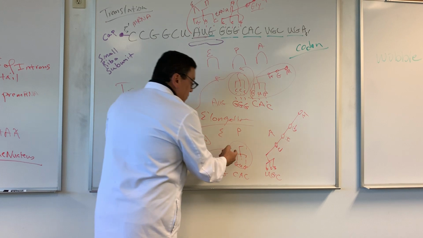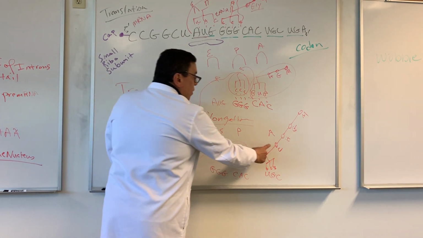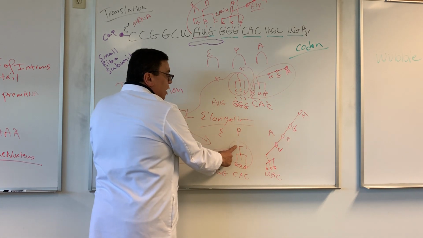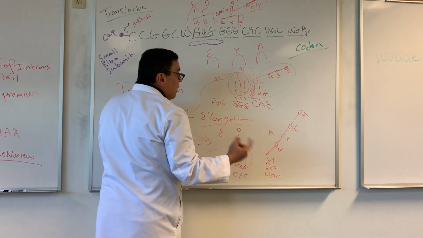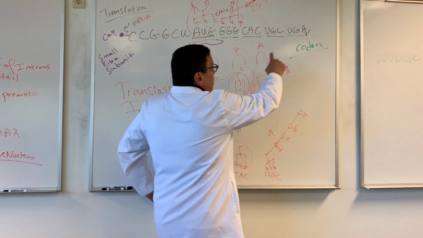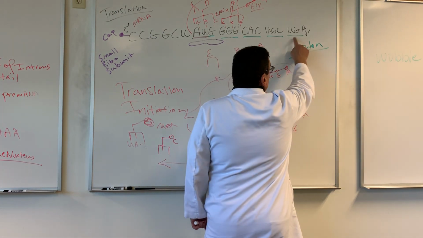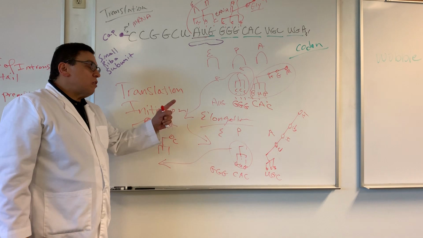Thank you. You're welcome. This empty tRNA will leave through the exit site. This growing chain will go back to the P site, leaving the A site empty again. Now look at the next codon that it reads. The next codon that it reads is a stop codon, UGA. What have you reached? You've reached the termination step.